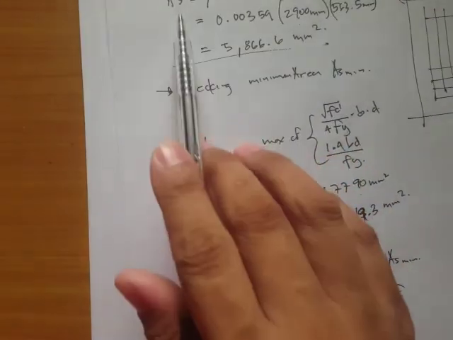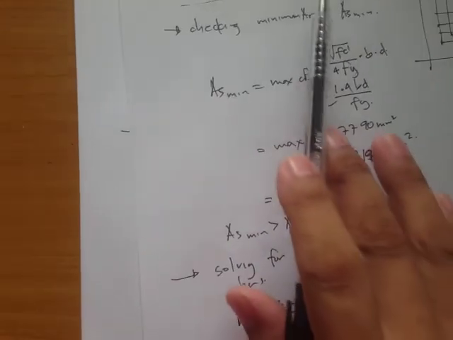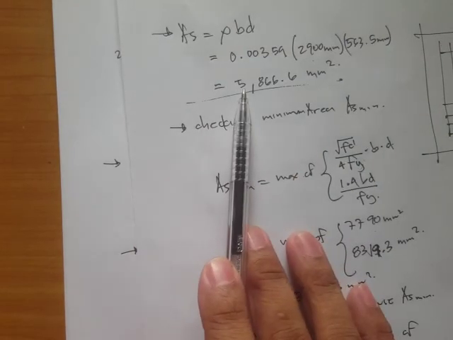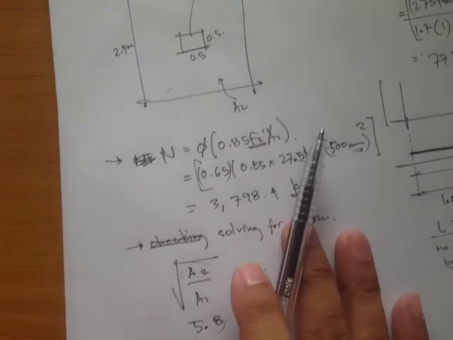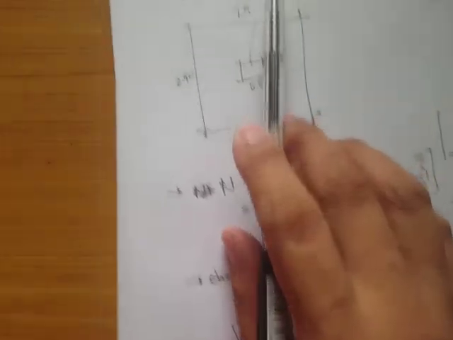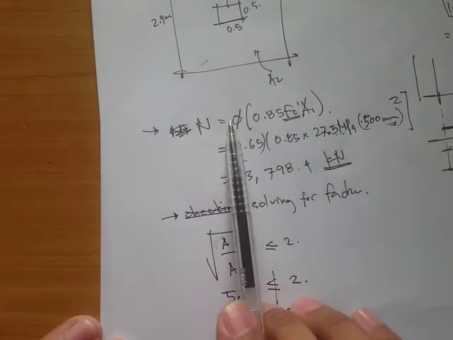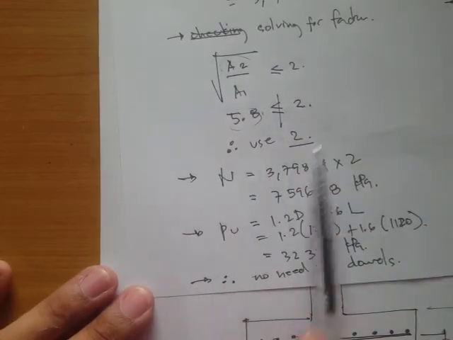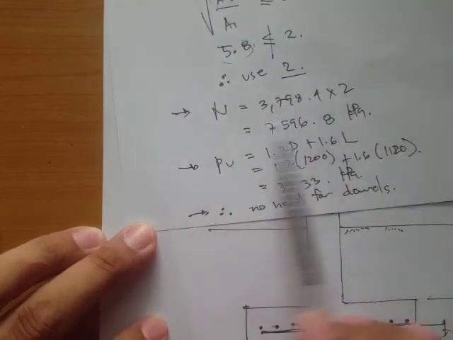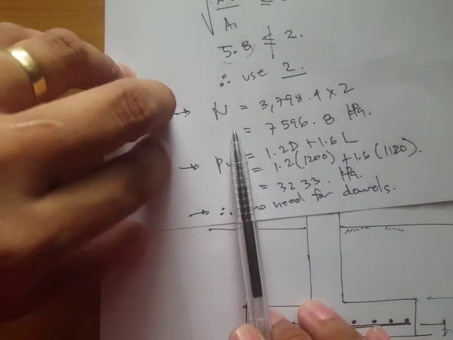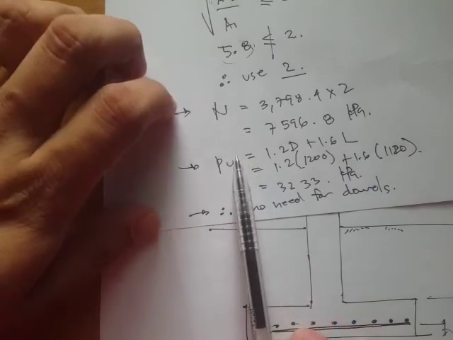Okay, so this is now our As, and we have to check this theoretical steel area against our minimum. And now we can solve for N. And after that, we check the bearing capacity of concrete. Okay, so we solve for the bearing capacity, and then we multiply that by our factor. Then we compare this bearing capacity to the factored loads. Now, if the capacity is greater than the loads, then there's no need for dowels.